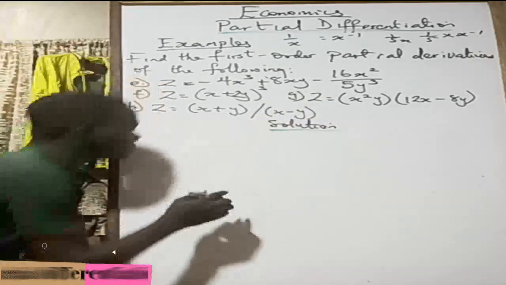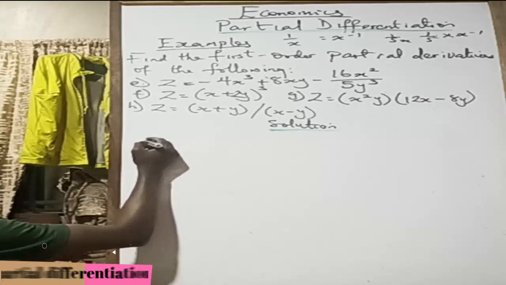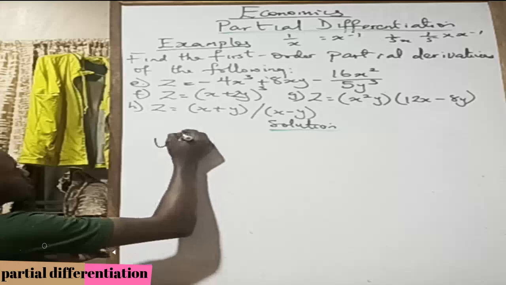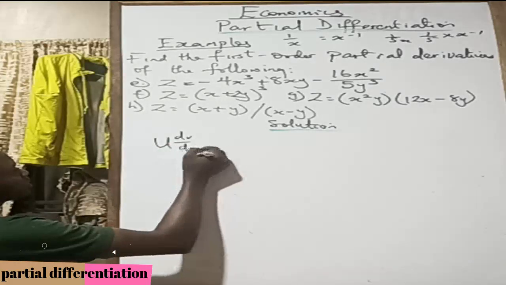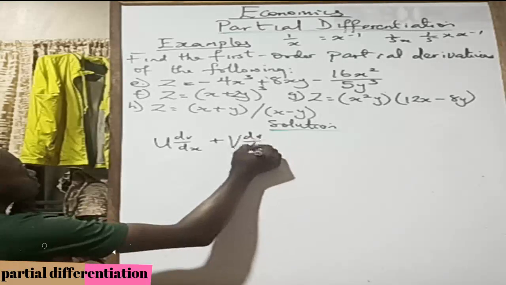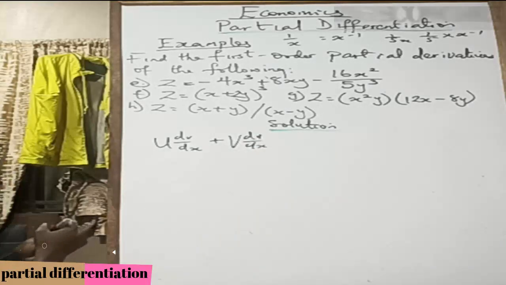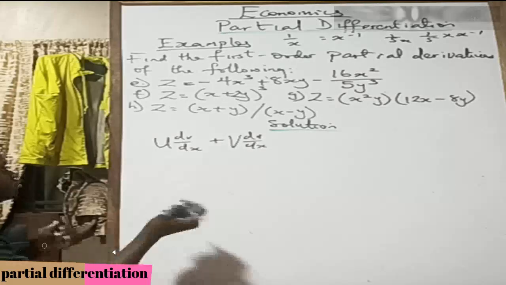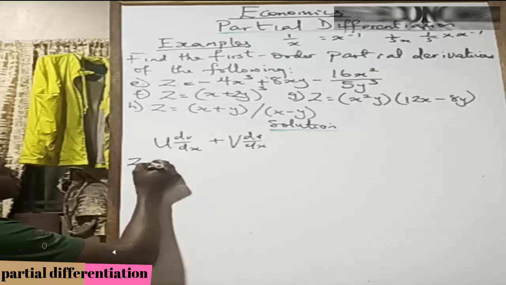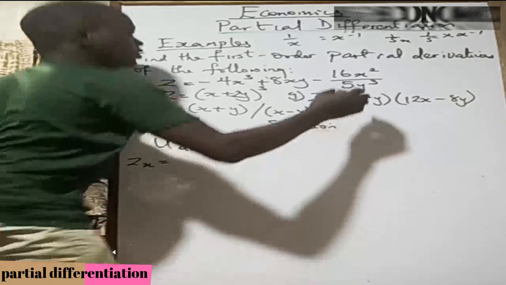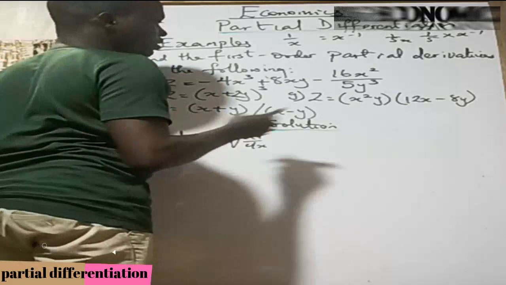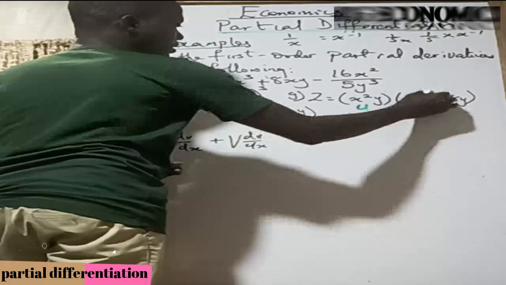So for this next one, remember that when you have a product, what you do is u dv/dx plus v du/dx. I'll just be fast because you know how to do this anyway. So zx is, if this is our u, this is our u. Color coding helps some people sometimes. This is u, and then this is v.